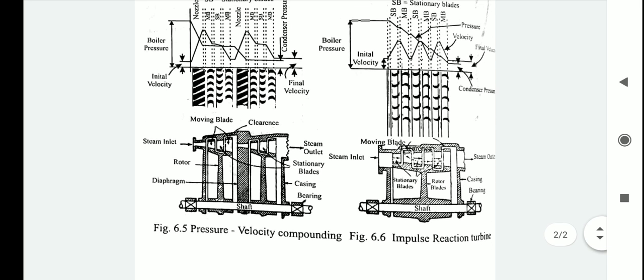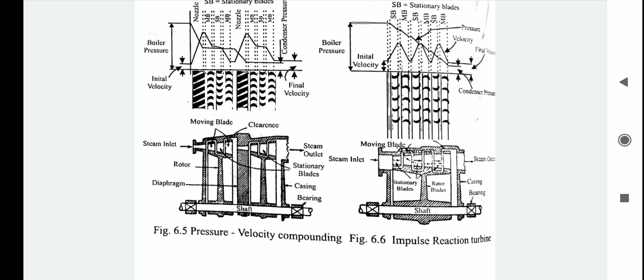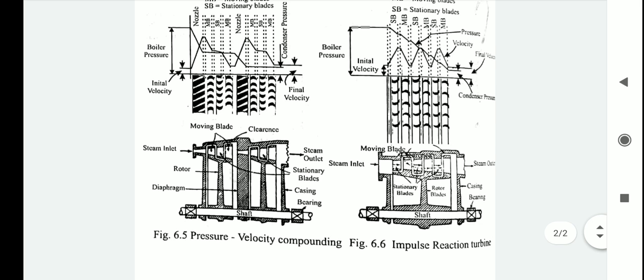Here, the first stage and the second stage, taken separately, are identical to velocity compounding. Each consists of a set of nozzles and rows of moving blades fixed to a shaft, and rows of fixed blades fixed to a casing. The entire expansion takes place in the nozzle.